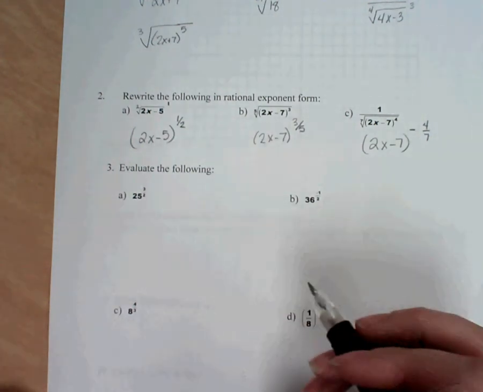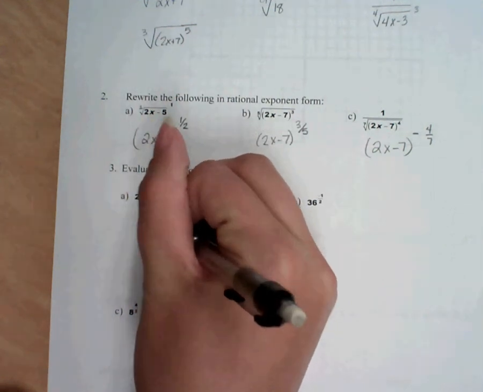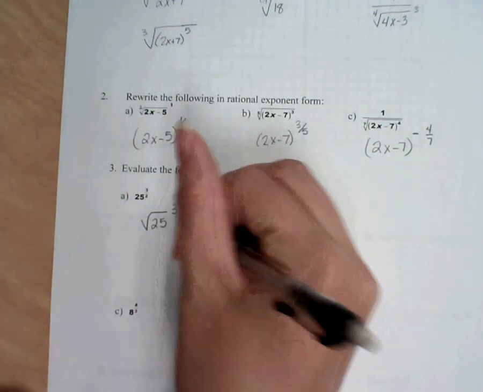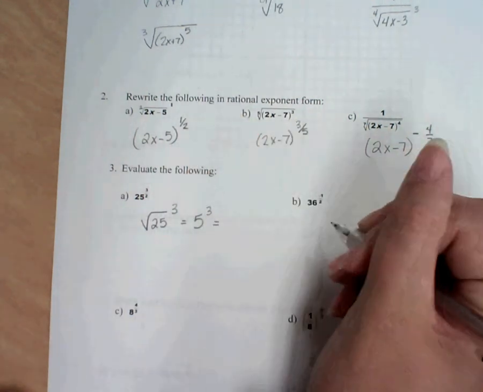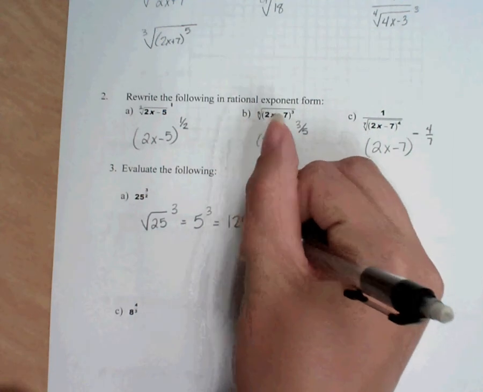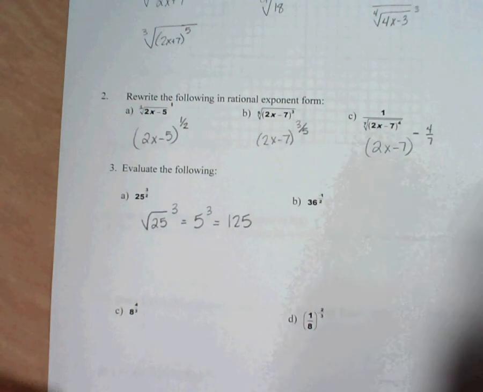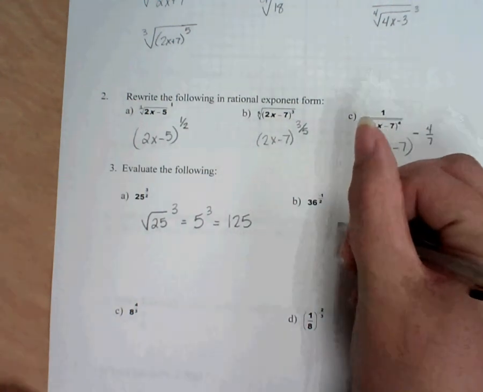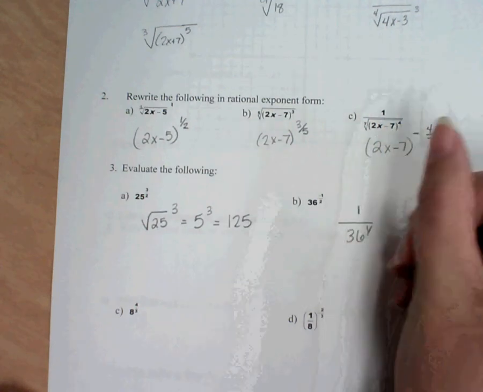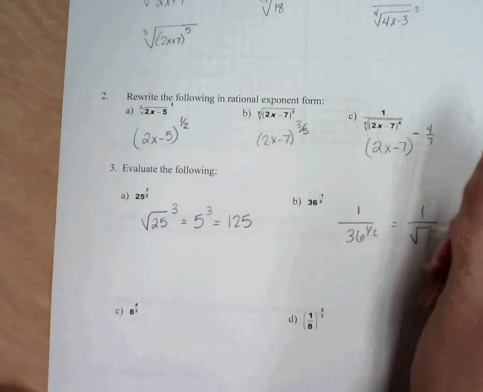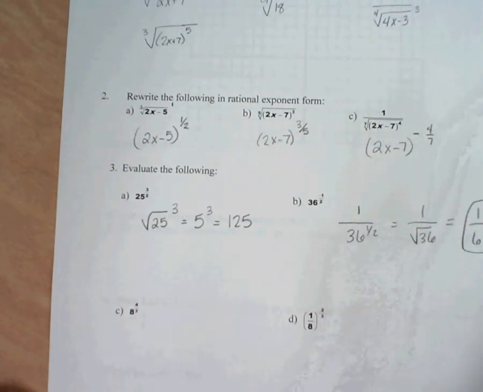So 25 to the 3 over 2 is the same as the square root of 25 cubed. And we all know that the square root of 25 is 5, and 5 cubed, 5 times 5 times 5 is 125. B, you have 36 to the negative 1/2. So again, the negative means that we're going to do 1 over 36 to the 1/2, or 1 over the square root of 36. And the square root of 36 is 6, so 1 over 6 is our answer.